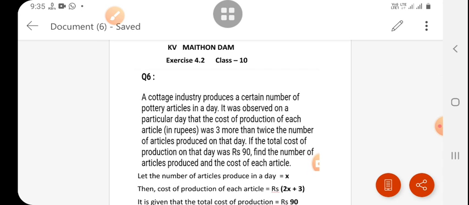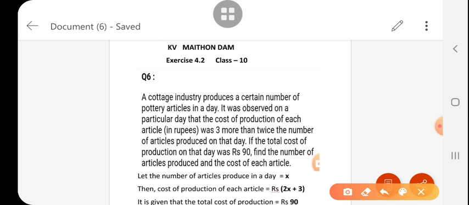A cottage industry produces a certain number of pottery articles in a day. It was observed on a particular day that the cost of production of each article in rupees was 3 more than twice the number of articles produced on that day. If the total cost of production on that day was rupees 90, find the number of articles produced and the cost of each article. First, you try to understand the question.